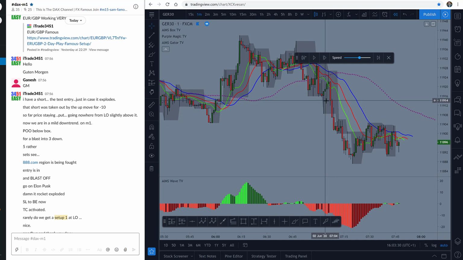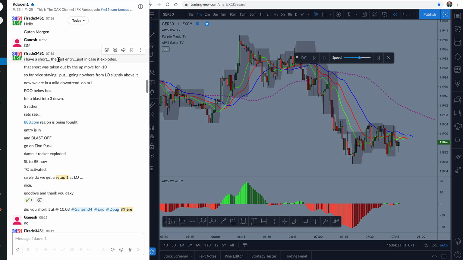Right, so I'm going to use both of these windows. On the left is where I logged into the chat session. I said I have a short, so the first thing I do is take a short, the test entry, just in case it explodes. And I was talking about this entry. Actually, not that entry, I was talking about this.